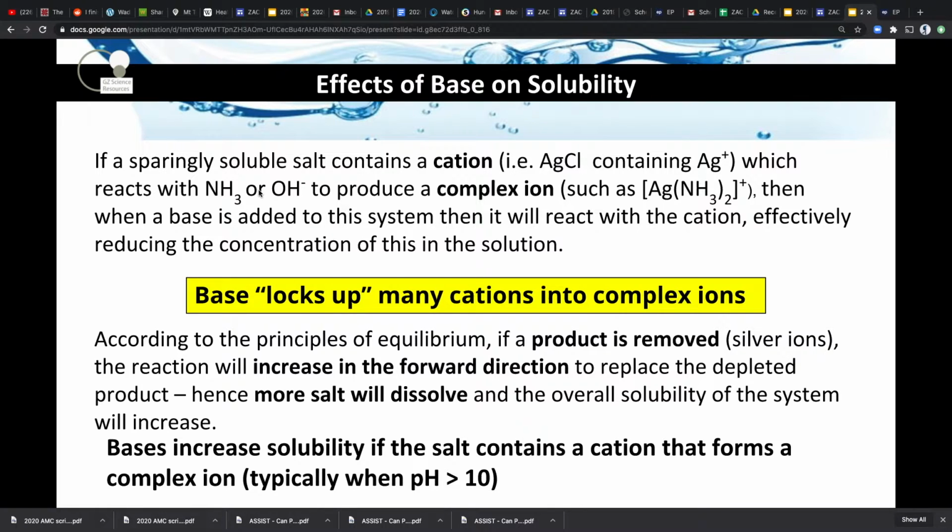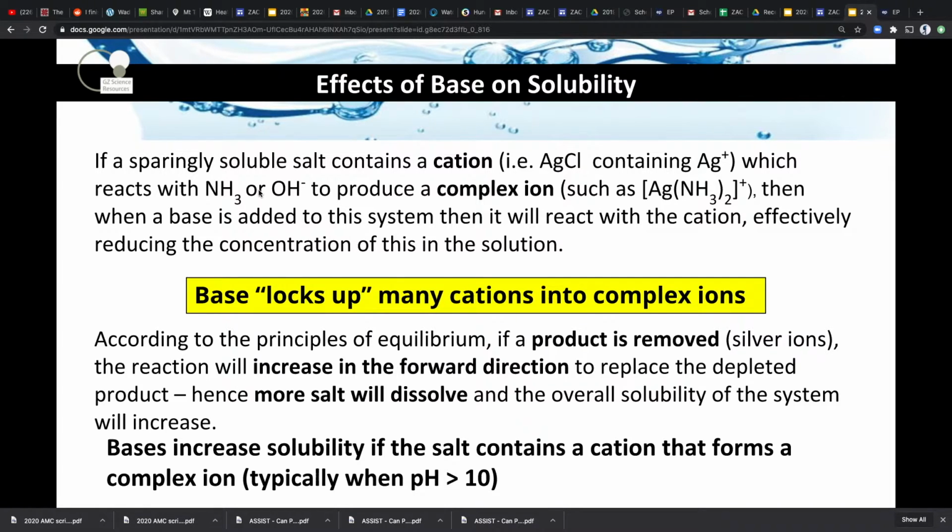Cool, so we understand that. So the product is removed. The reaction will increase in the forward direction again. Any questions about this? What is a complex ion?